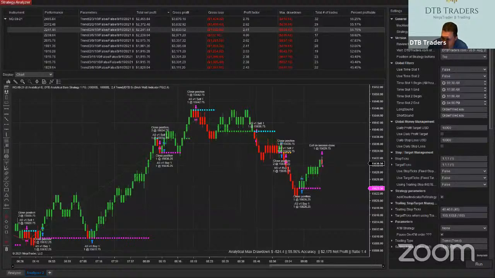Now, what we're going to be doing is bring up your strategy analyzer, and the only thing we're going to be changing right now, because we are in the time slot, is we're going to use the time slot. So we're going to select true on the time slot. That should be the only thing we change on the settings.